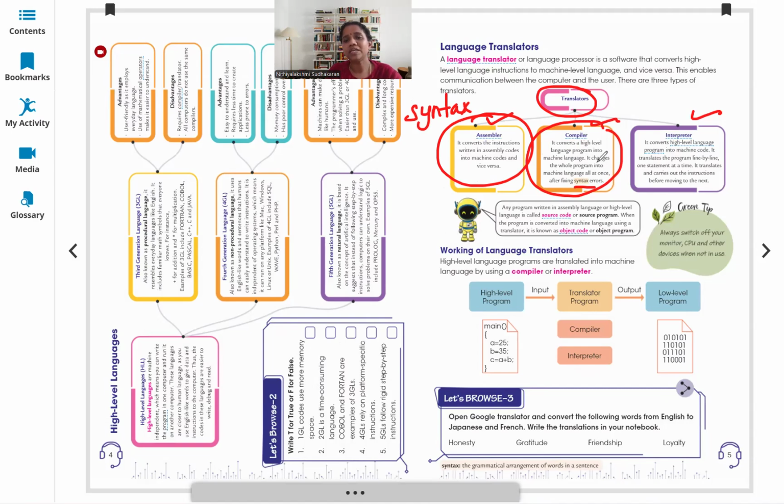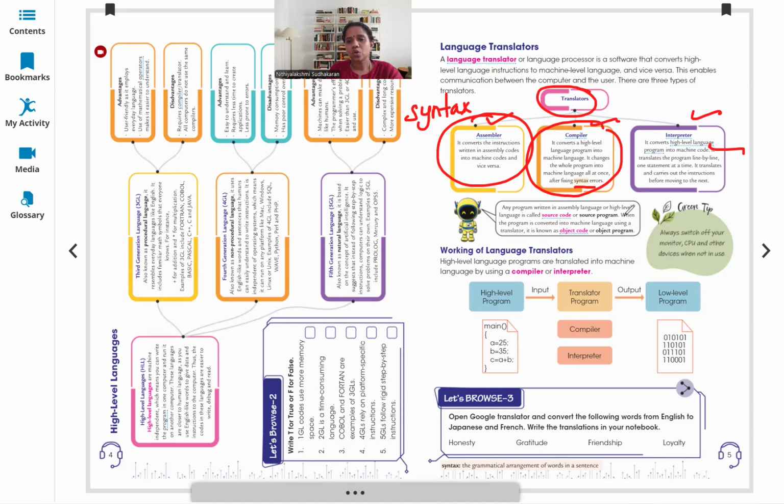Compiler, what it will do, it converts the high level language into machine language in one go, like it will change the entire program at once, not line by line. If you give 100 lines of code, it converts into machine language in one go. But the interpreter also does the same conversion, like high level language to machine language, but it will do the conversion line by line. That's the role of the interpreter.